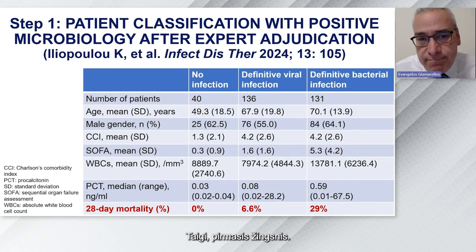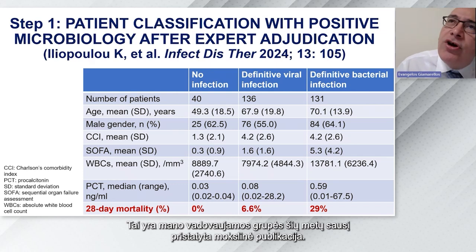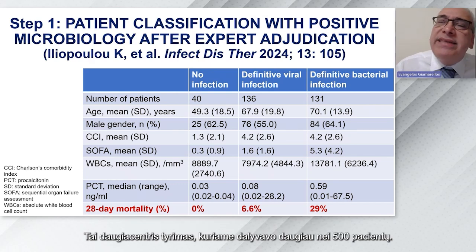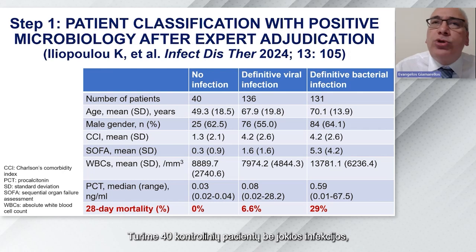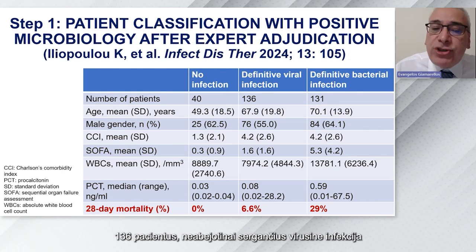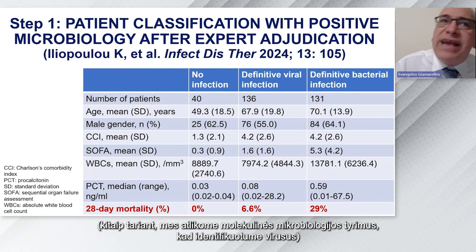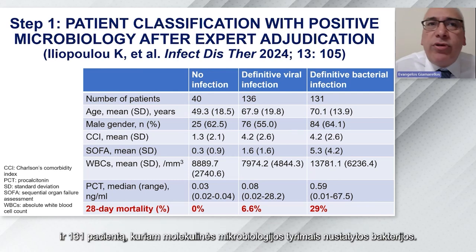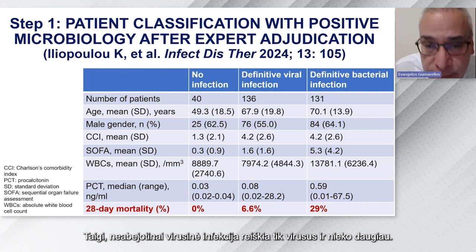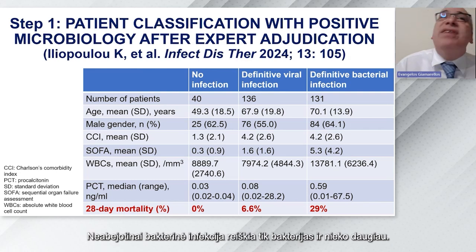So, first step, and this is a publication of last January from my group. It's a multi-center study in more than 500 patients across Greece. We have 40 controls with no infection, 136 patients with definitive viral infection, in other terms, we used molecular microbiology to identify the viruses, and 131 in whom, by molecular microbiology, we identified bacteria. So definitive viral infection means viruses and nothing else. Definitive bacterial infection means bacteria and nothing else.